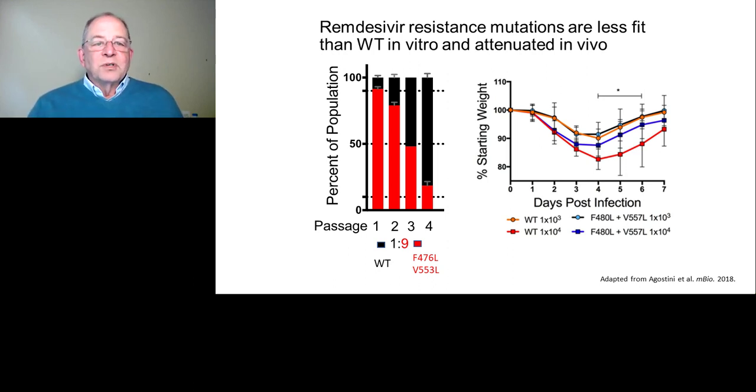What we discovered, and you can see here, is that even when we give nine times as much of the resistant virus mixed with the wild type virus over multiple passages, the wild type always won. So this resistant virus was actually weaker and less fit.